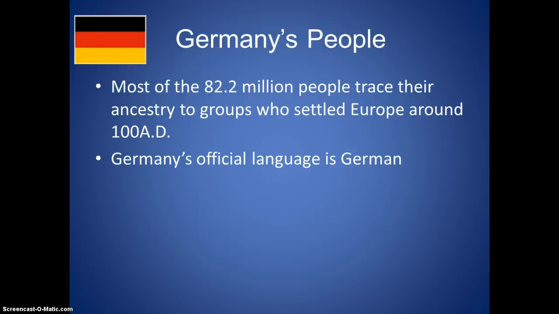Their people, they have about 82.2 million people, and they trace their ancestry to a group who settled Europe around 100 AD. So their ancestry thrives in that area, or has thrived in that area. Their official language is German, as you may know.